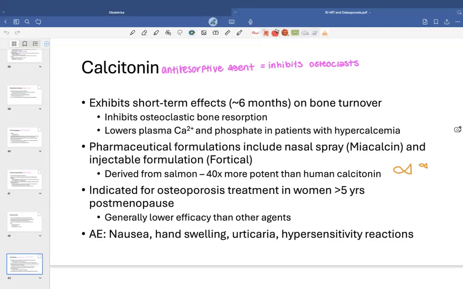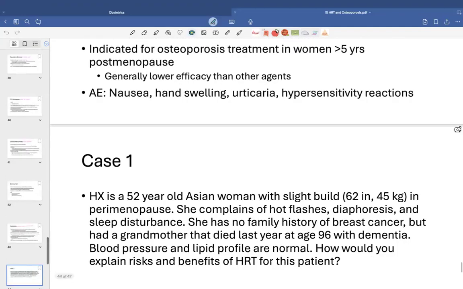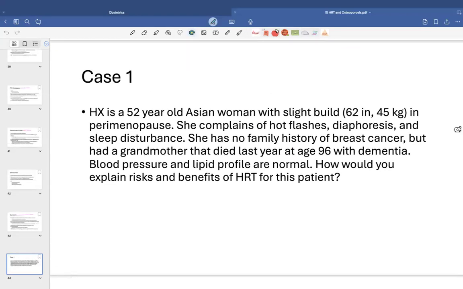All right, I have a couple of cases. Start with HX. She's 52 years old, an Asian woman, slow build, 62 inches and 45 kilos, and she's perimenopausal. She complains of hot flashes, diaphoresis, and sleep disturbance. There's no family history of breast cancer, but she has a grandmother who died last year with dementia. Her blood pressure and lipid profile are normal. Given this case, how would you explain the potential risks and benefits of hormone replacement therapy to this woman?